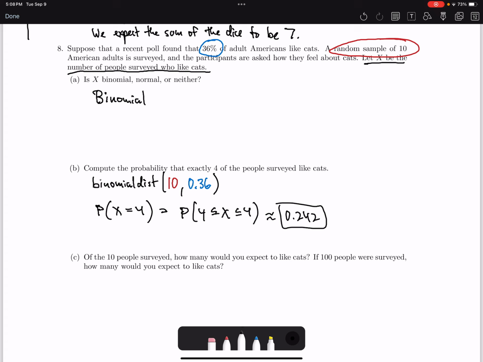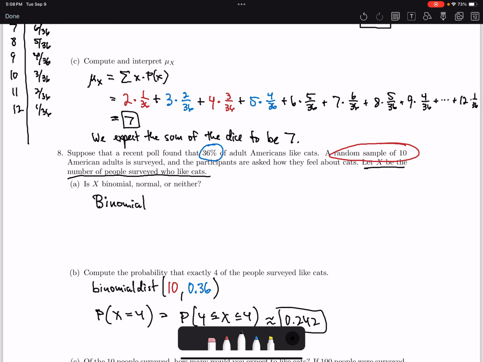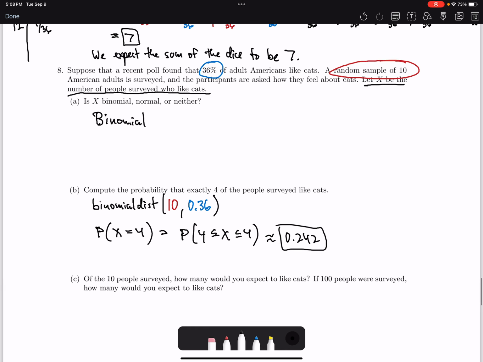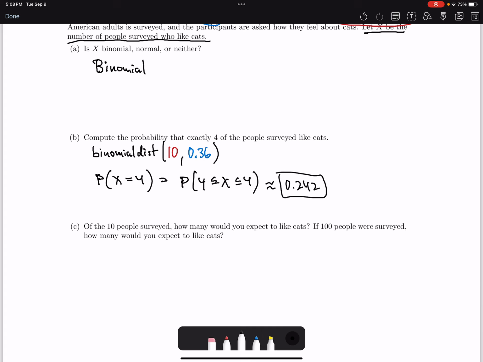Part C. Of the 10 people surveyed, how many would you expect to like cats? When they ask how many would you expect to like cats, as we've been noticing on the previous examples, the mean is the same as what we expect to occur. It's the same as the expected value. So that's going to be the expected value, which is n times p, the same thing as the mean. N we said was 10, p we said was 0.36, and 10 times 0.36 comes out to 3.6.